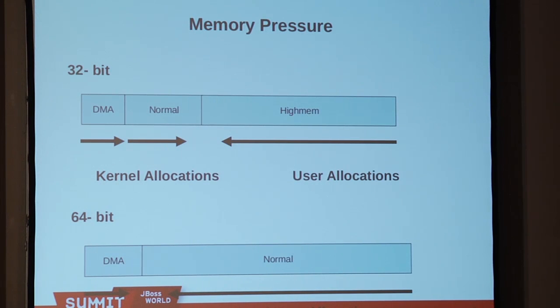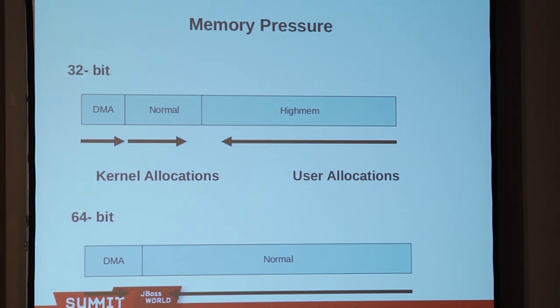So when systems run, as far as memory is concerned, I'll skip the 32-bit stuff. The normal zone of memory is basically for user allocations. The kernel and user allocations come out of the normal zone, and we postpone using the DMA zone until the absolute last possible minute, just in case somebody else needs it.